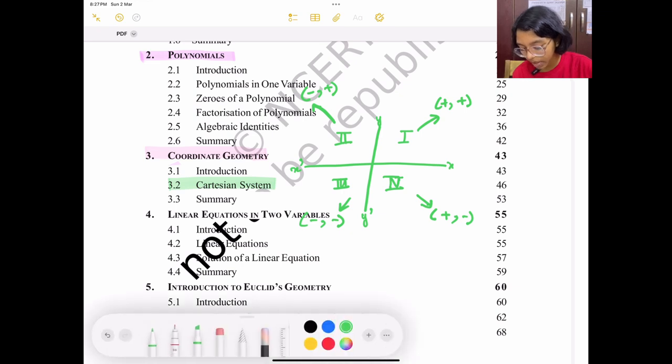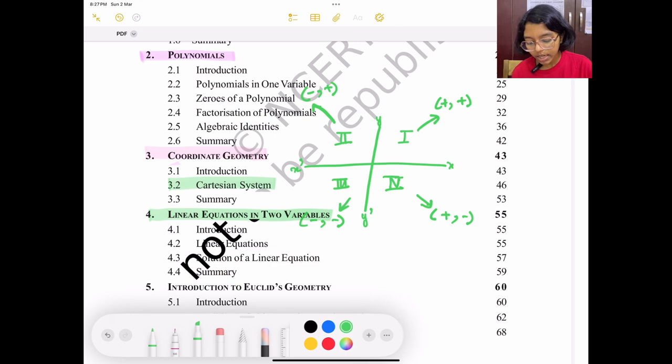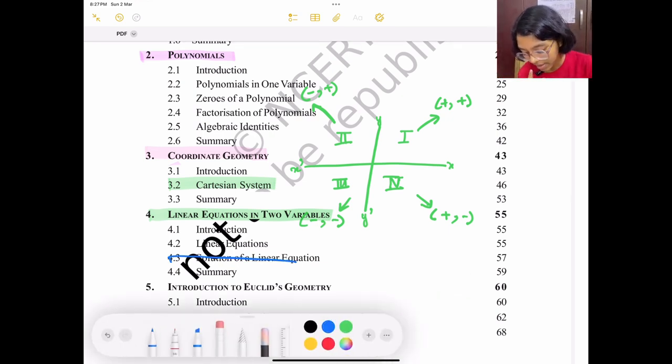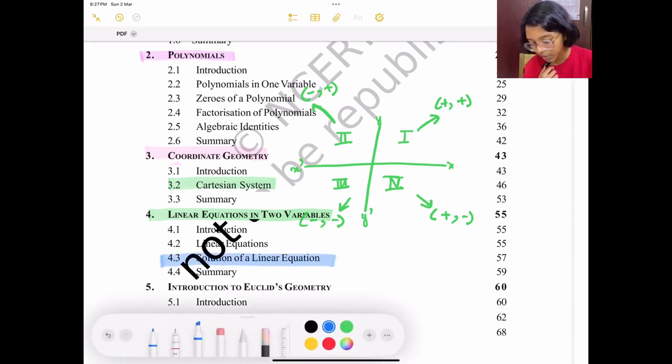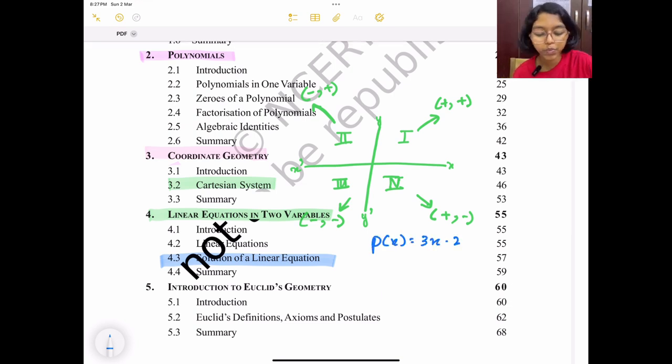Then we have linear equations in two variables. Here we don't have any formulas either, but we have finding the solution of an equation. What we do here, for example, if it's given p of x is equal to 3x minus 2, this is p of x. Now you have to find the value, or find the solution of this equation.